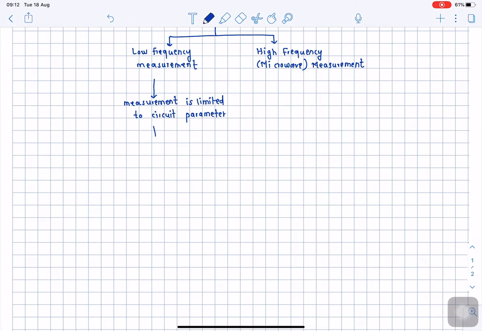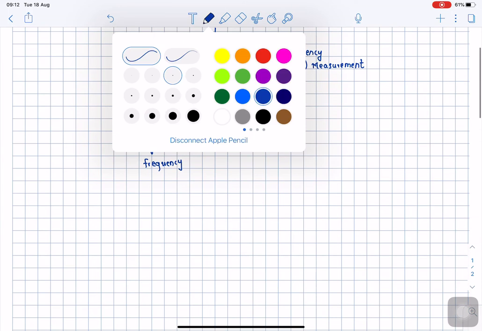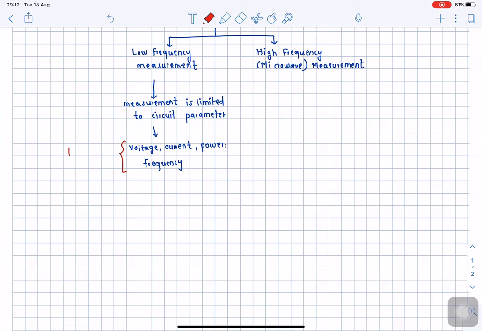The circuit parameters are voltage, current, power, frequency. All these are the parameters of measurements at low frequency. So in order to measure or quantify the signal by means of a suitable parameter, voltage, current, power, frequency are the parameters with which a low frequency signal can be computed or estimated. On a similar basis, if we consider the high frequency measurement, there is a slight difference in the measurement procedure.